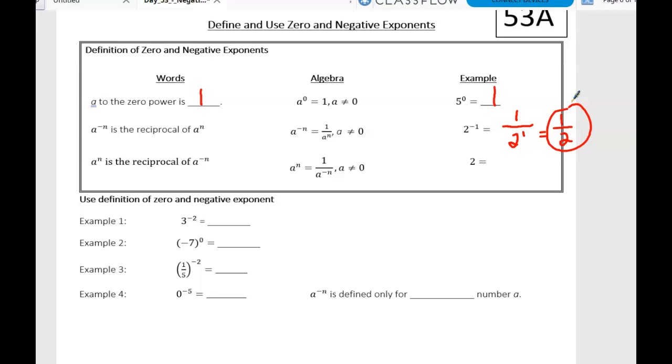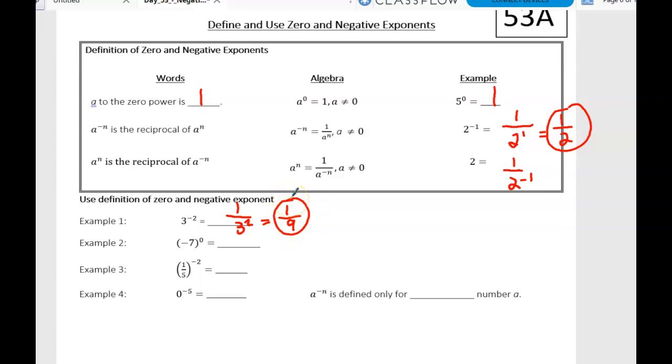And a to the n is the reciprocal of a to the negative n. So if we had 2 here, that would be the same as 1 over 2 to the negative 1. Okay. Examples. So 3 to the negative 2 power would be the same as the reciprocal, 1 over 3 squared, which would be 1/9.